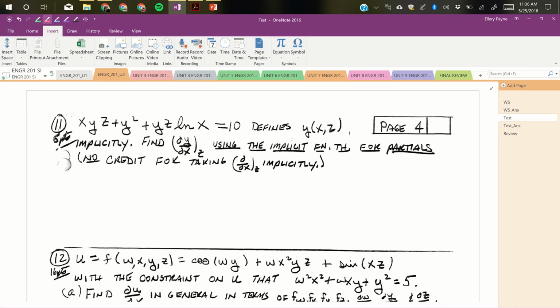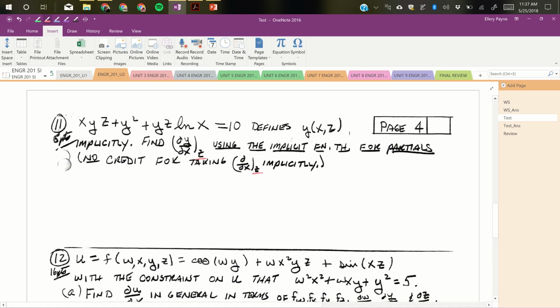Let's do red. All right, so now xyz plus y squared plus yz natural log of x equals 10 defines y as a function of x and z. Implicitly find dy/dx using the implicit function theorem for partials. No credit for taking the partial of y with respect to x while holding z constant. So what this notation here means is that I'm holding z constant.